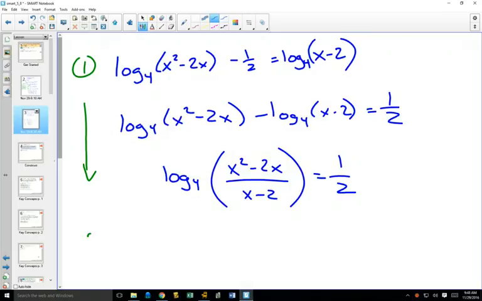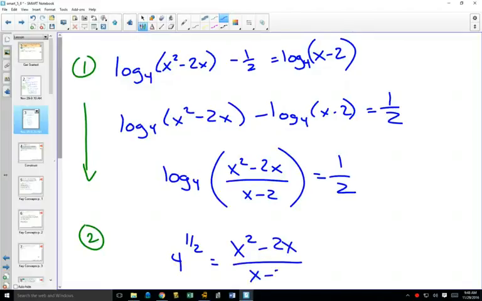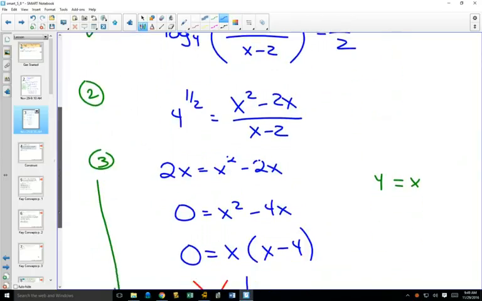So now we can go to step 2 and change it to exponential form. Again, the base for the exponent is a half, just like last time. The only thing different is our answer now is x squared minus 2x over x minus 2. And again, this is where I saw people take two different routes.